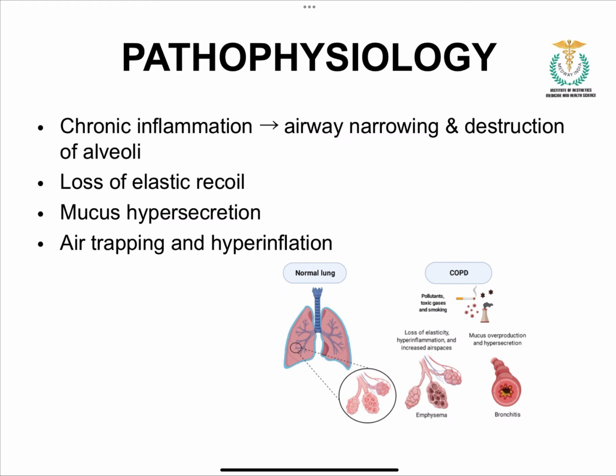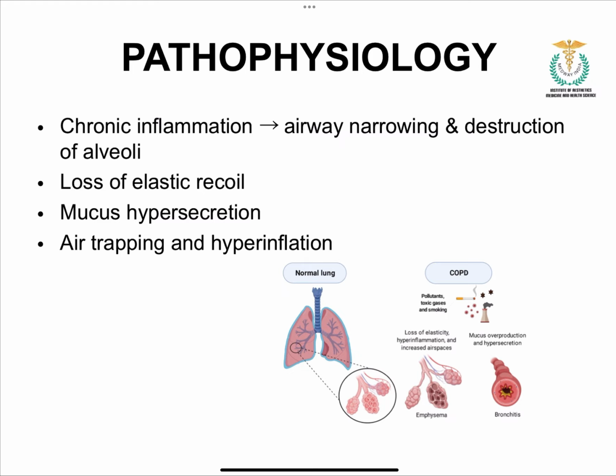When you look at emphysema, as you can see in the picture, there will be destruction of alveolar walls and impaired gas exchange. The emphysema condition leads to air trapping due to the impaired gas exchange, and also hyperinflation and dyspnea.